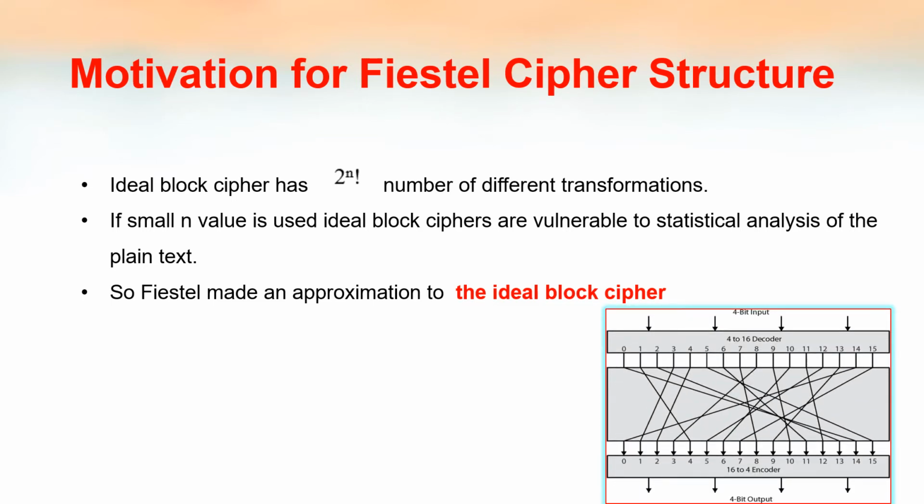In this block diagram, we can see that a 4-bit input, which is a plain text, is given to a decoder. 4 bits means 2 raised to 4 possibilities, which is 16 possibilities. So we are using here a 4 to 16 decoder, and then at the other end, while producing the ciphertext, we are using a 16 to 4 encoder, and a 4-bit output is produced.